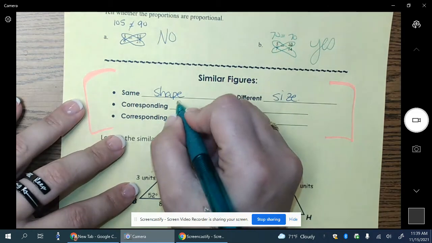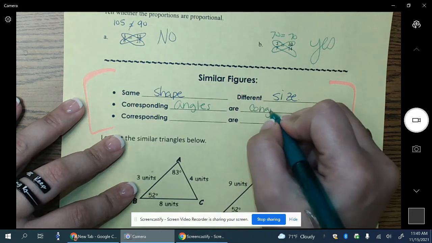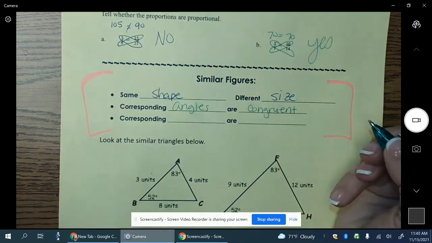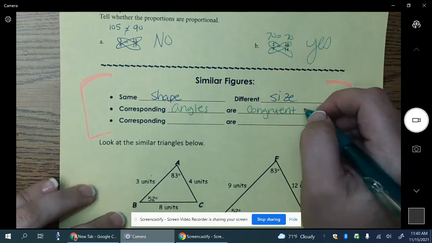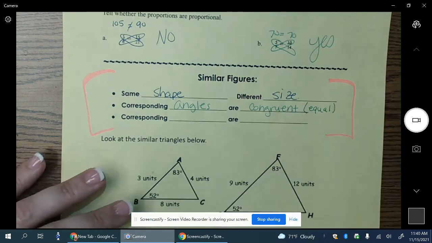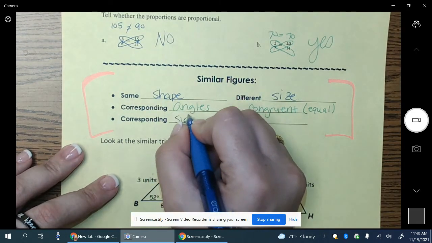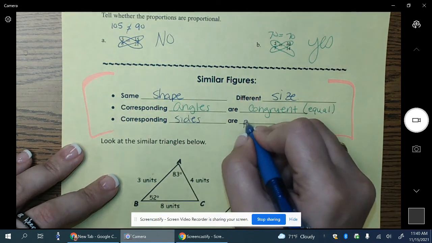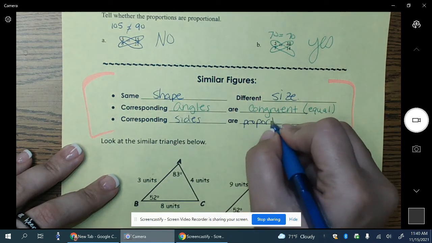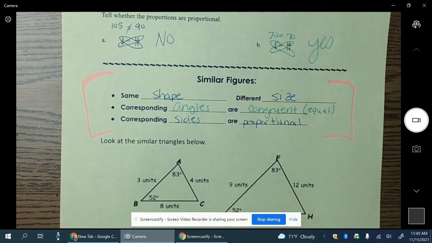Corresponding angles are congruent. We said this over and over and over last year. Angles are congruent. What does congruent mean? Equal. Angles are congruent. Sides are proportional. Does anybody remember me saying this last year? Yes. Angles are congruent. Sides are proportional.